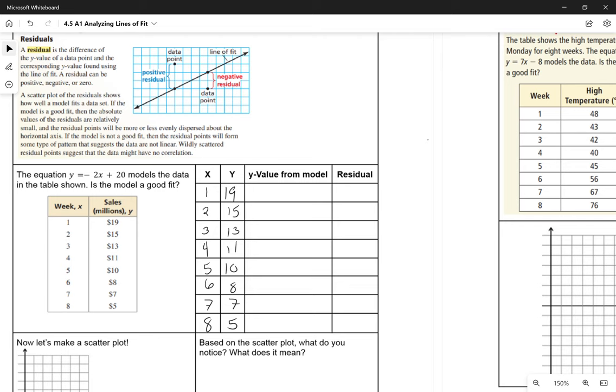And then we're asked about the y value from the model. That means our equation is the model. So we're going to take our equation, which is negative 2, and we're going to replace the x with our x value from the table. And we're going to get negative 2 plus 20 is 18. And we need to fill out our y value.